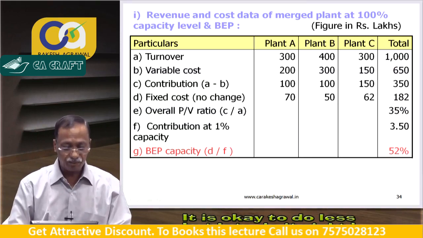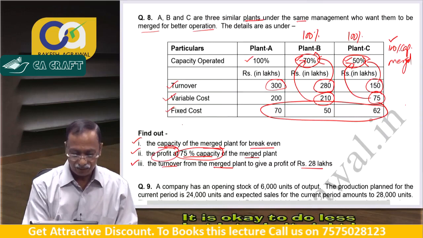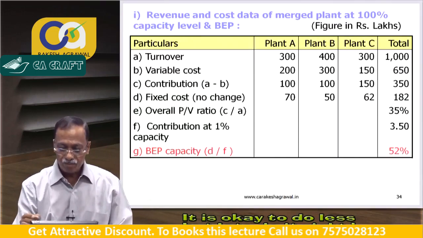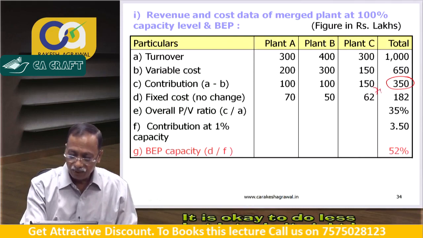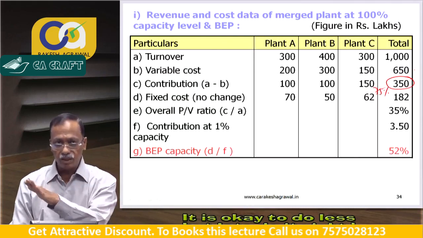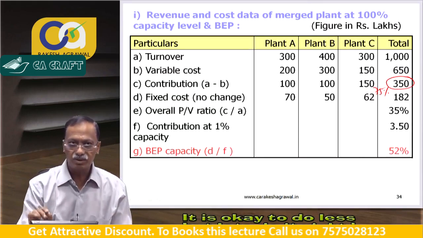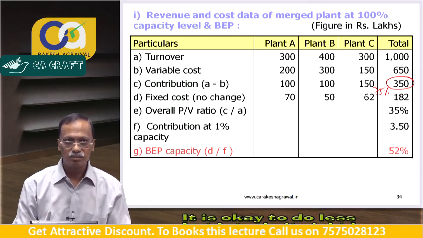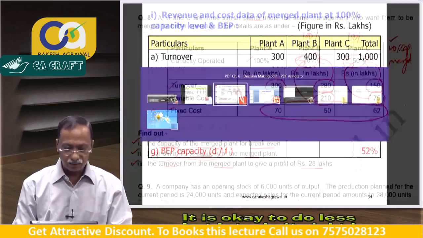What is the second part of the question? Profit at 75% capacity of the merged plant. Okay, profit is asked. How can I do it? See, this is the contribution at 100%. I will take only 75% of the contribution. If I know the contribution at 100% capacity, I will easily get the contribution at 75% capacity minus fixed cost. That's all. You will get profit. We will be writing that. I will discuss the third question also.